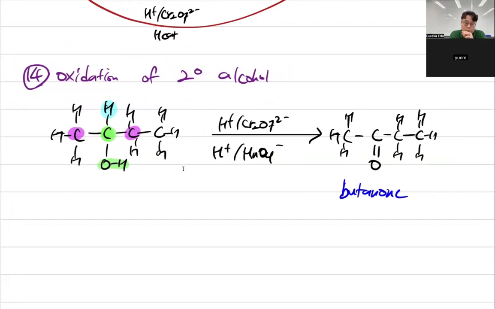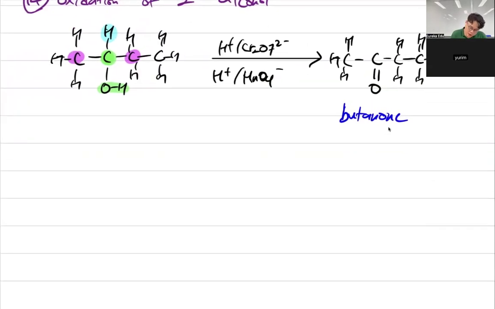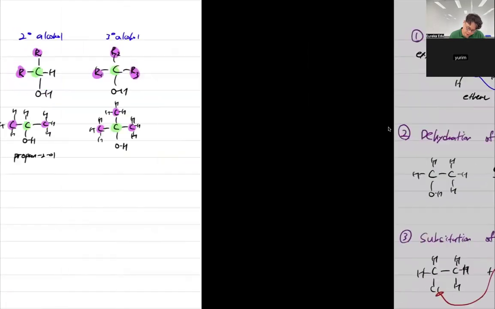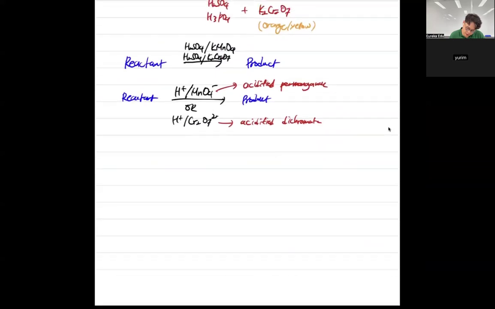Any questions? No. Okay, now showing you what color changes occur for this. First of all, when we're using the dichromate, this one dichromate over here, I'll write it down over here, for the primary and secondary alcohol.